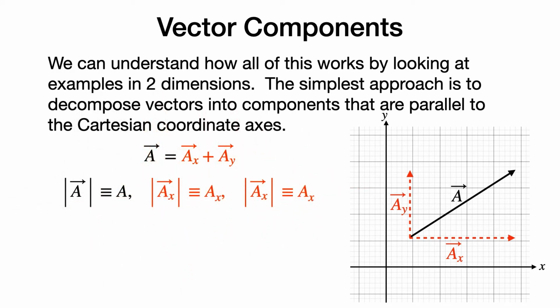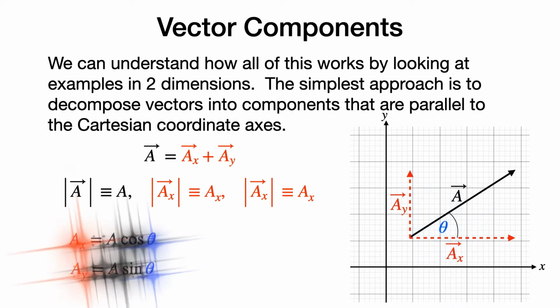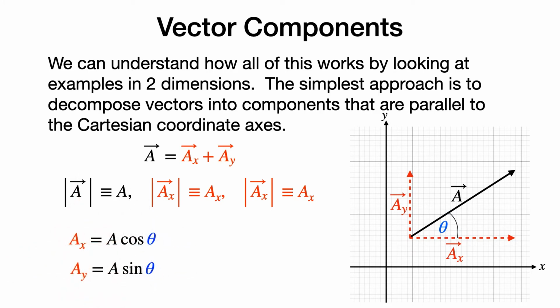Now, if we consider the magnitude of each of these vectors to be expressed by simply writing the same symbol down but not putting the vector arrow over top of it, and if we let theta be the angle between our vector and the x-axis, then we can write the magnitudes of the components using a little bit of trigonometry. The x component, a sub x, is going to be a times the cosine of theta, and a sub y is going to be a times the sine of theta.